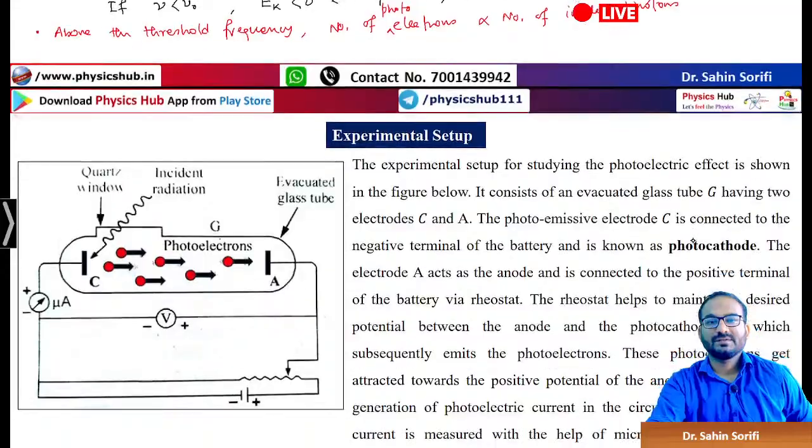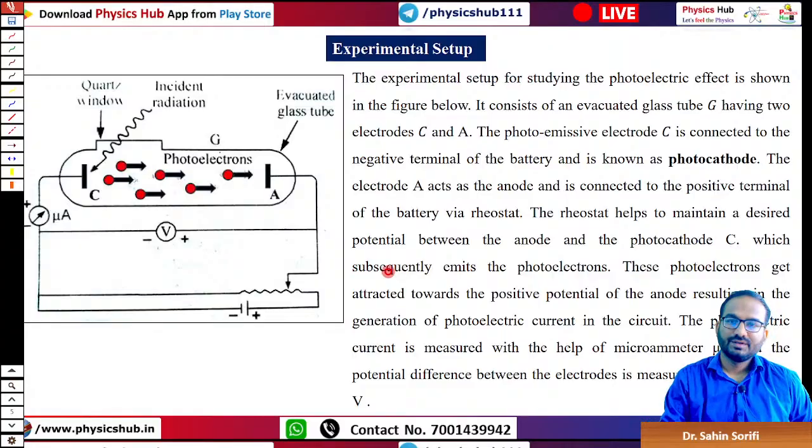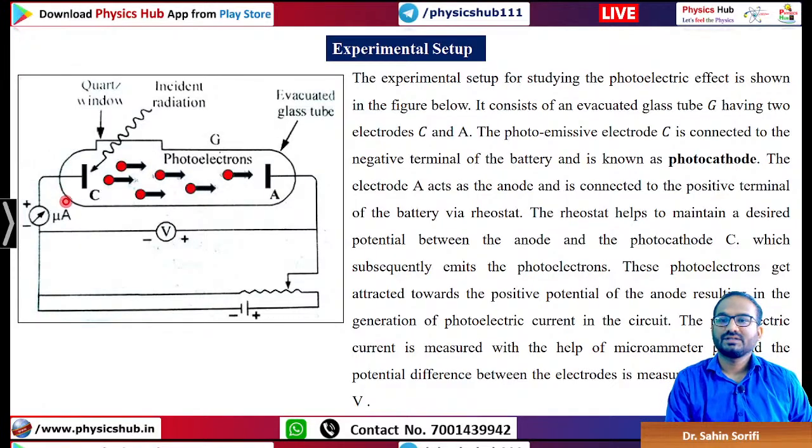Now, what was the experimental setup for this particular experiment? The experimental setup looks like this. You see, the experimental setup for studying this photoelectric effect is shown in this figure below. It consists of an evacuated gas tube. So you can see this one.